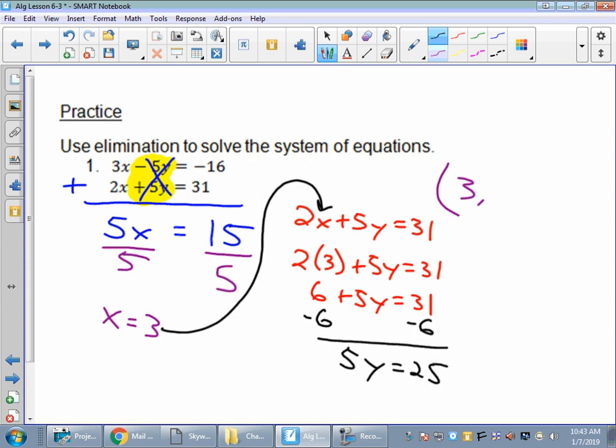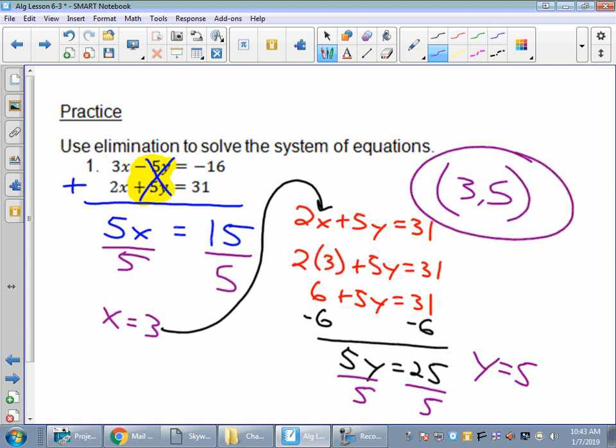And everyone would know, hey, I got to divide by 5 here. Divide by 5. And then y would equal 5. So that would be my y value. So my final answer would be this point, 3, 5.